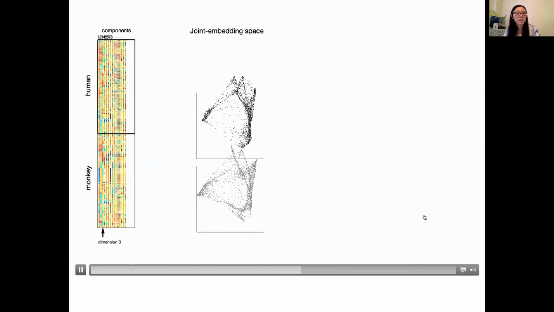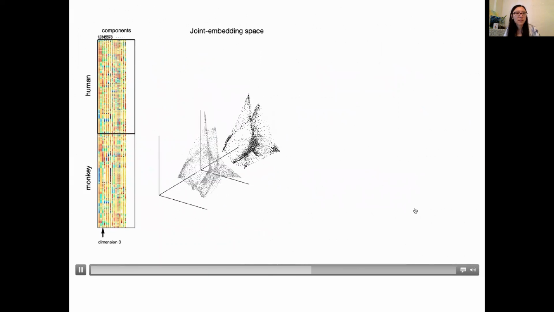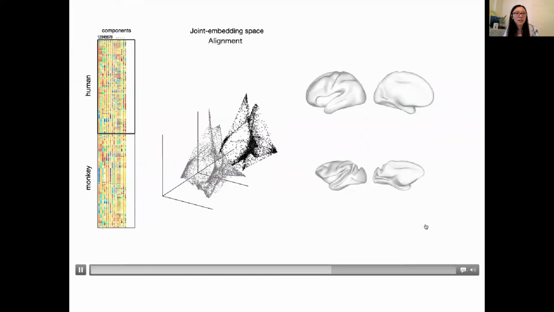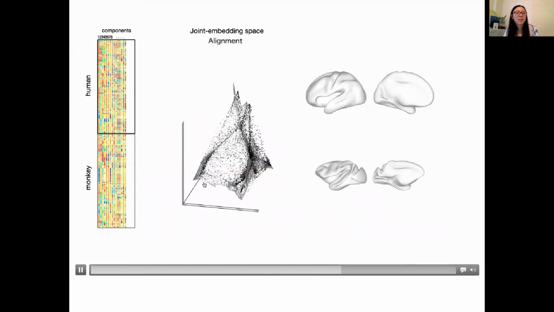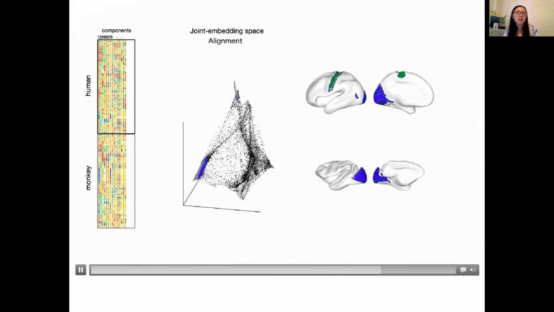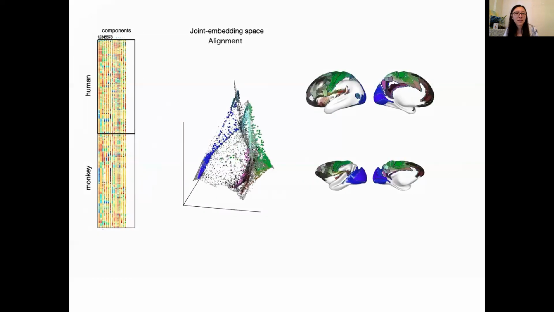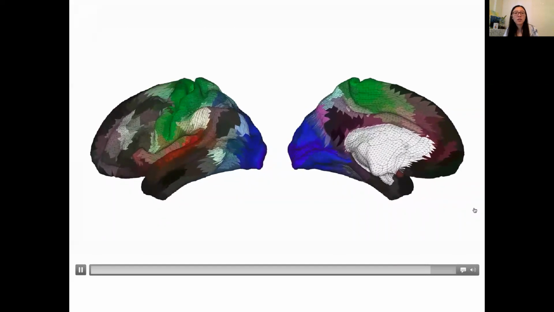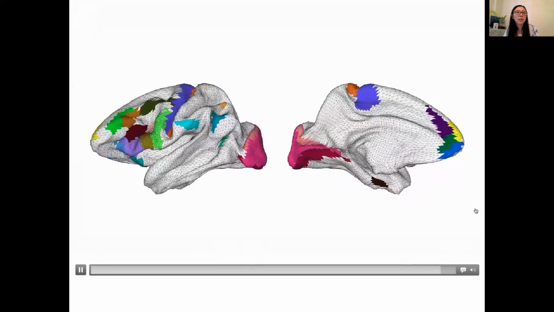The third dimension. Now we show how it can be aligned in this space. In this way, we can link the human brain and macaque brain together. Here's an example, we mapped the Glasser parcellation from human to macaque brain. And finally, we can simulate the evolution of surface expansion from macaque to human.